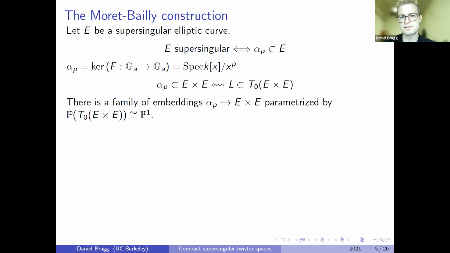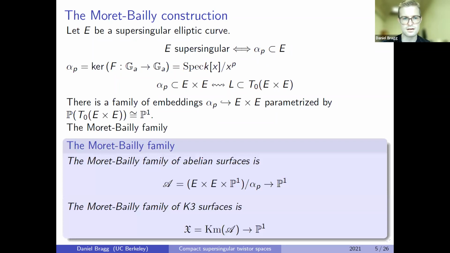The tangent space of E cross E at the origin is a 2-dimensional K vector space. So this tells you that there's a whole family of embeddings of alpha P in E cross E parameterized by the space of lines in this vector space, or maybe it's the dual, depending on your conventions. So there's a whole family of embeddings of alpha P in E cross E, and you can use these to make families of varieties. So here's the Moret-Bailly family.